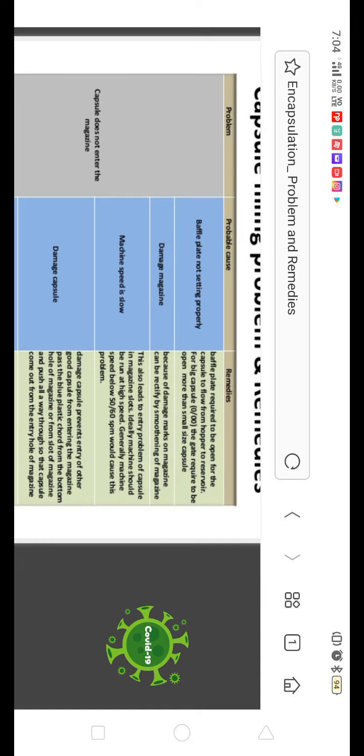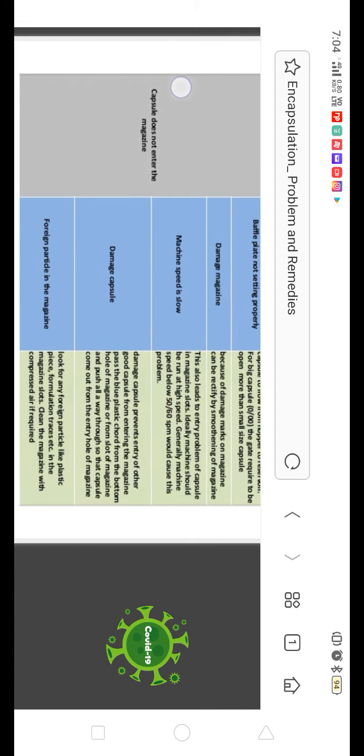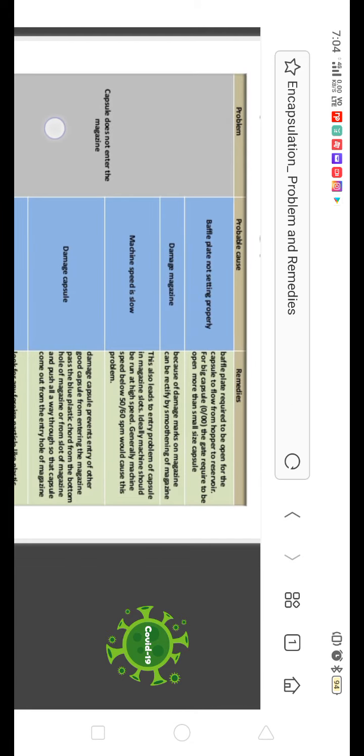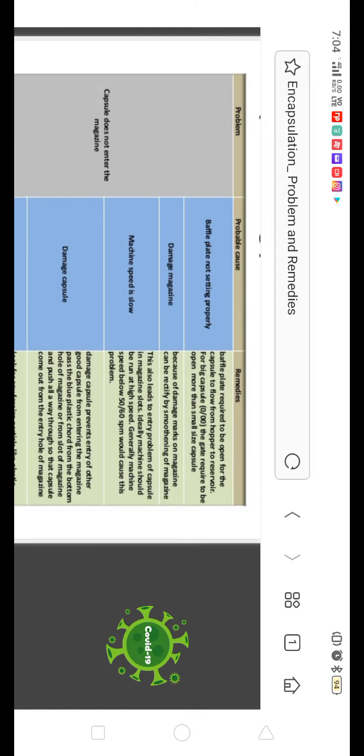The plate which holds the cap and body does not set properly, then also it will not enter the magazine. And the remedy: the plate is required to open for the capsule to flow properly from the hopper into the reservoir. For big capsules, the gate is required to be open more than for small size capsules. Depending upon size, we have to open the baffle plate.